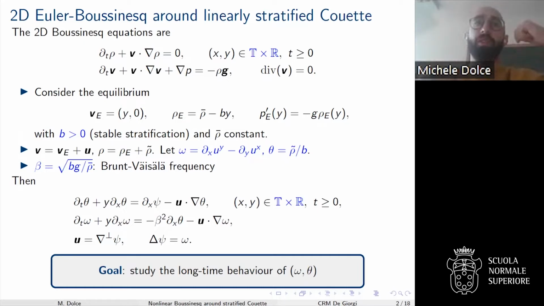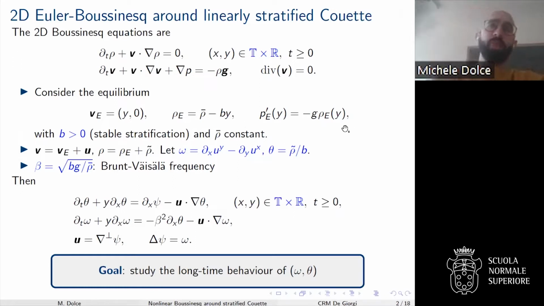But what is important about this stratification is that it is stable. What does this mean? That the heavier fluid is at the bottom and the lighter one is at the top. This is a situation that we observe, for example, in the ocean, where the hotter fluid is on top of the colder one. And of course, there is also an associated pressure.